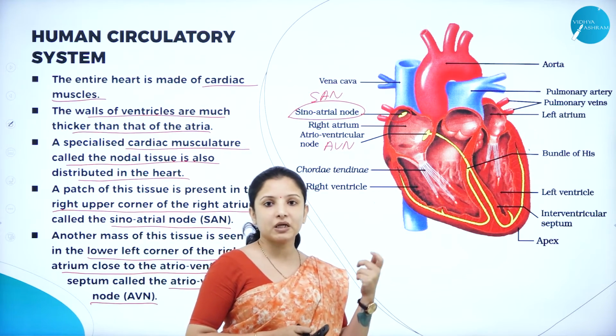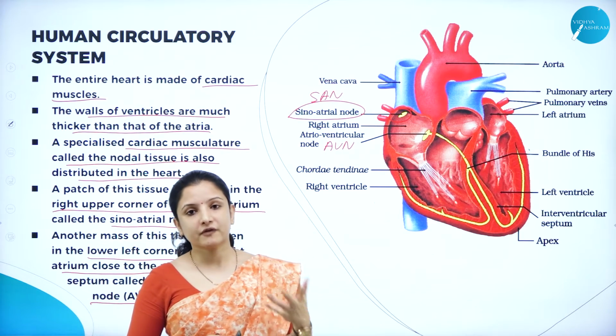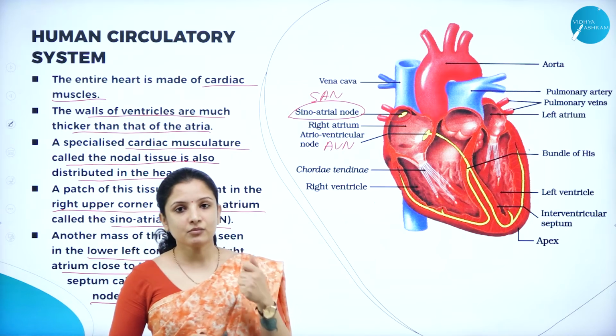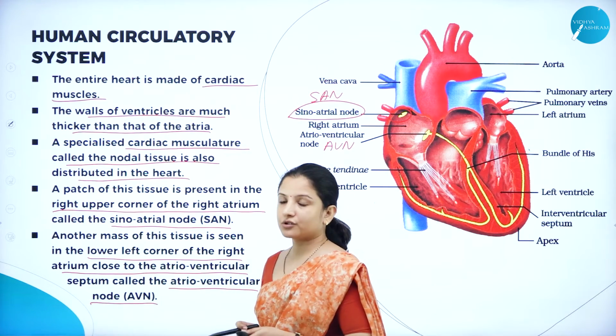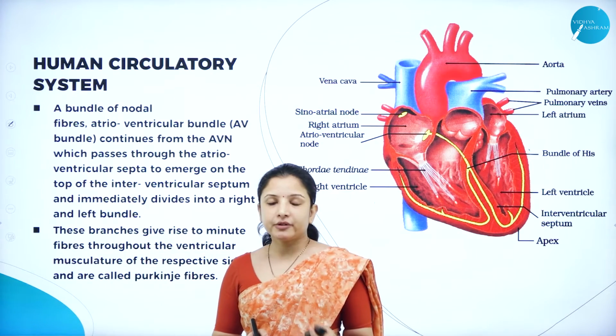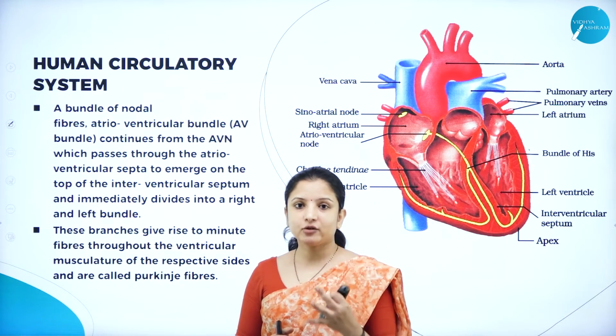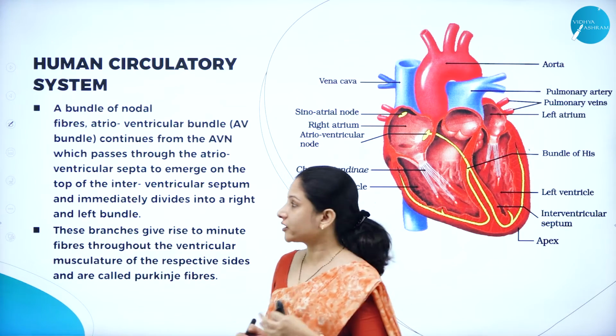So apart from being muscular in nature, made up of cardiac muscles, the heart also has two types of nodes. So this is about the heart. Here we were talking about two types of nodes, that is the sinoatrial node and the atrioventricular node.